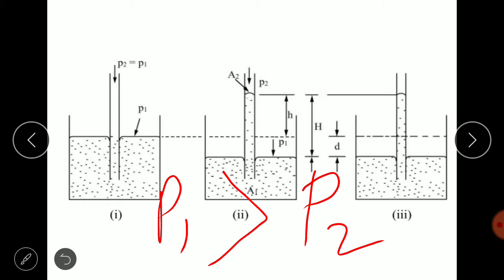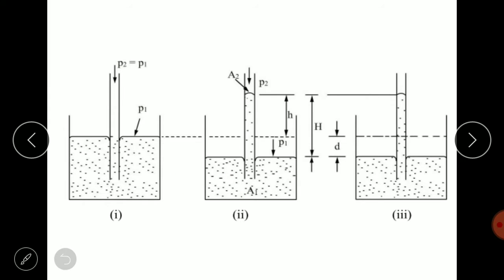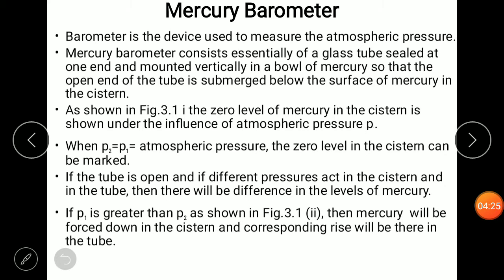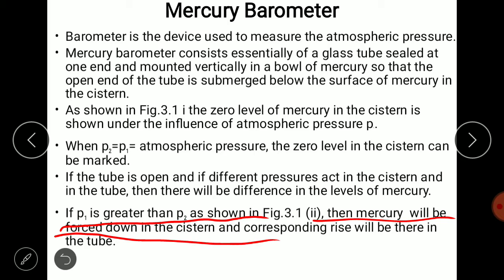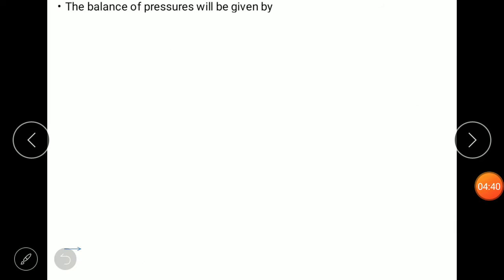So what will happen in this case? If we increase the pressure P1, the liquid will try to go down in the storage tank, and it will rise in the tube. So that is the second case. From here we can see that if P1 is greater than P2, then mercury will be forced down in the cistern and a corresponding rise will occur in the tube. So that is the second condition.